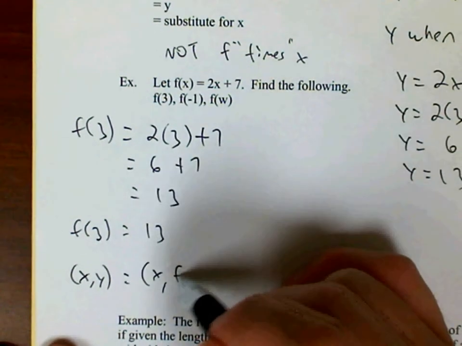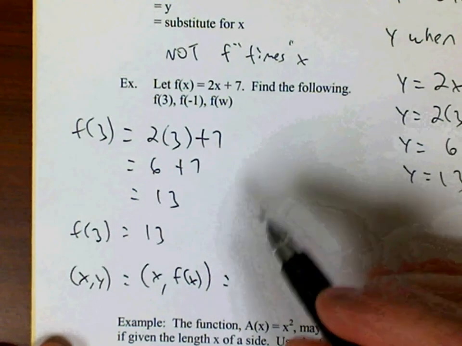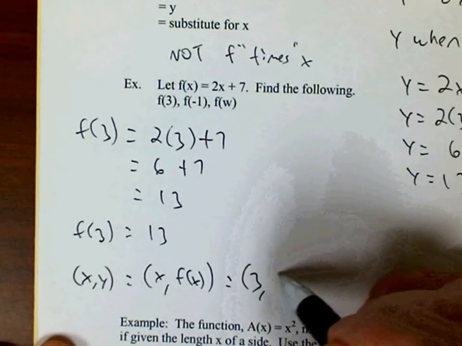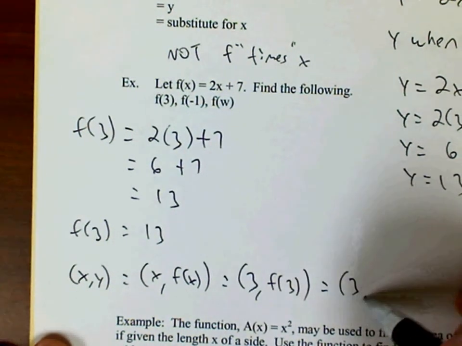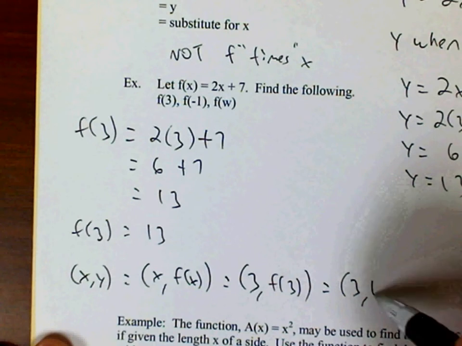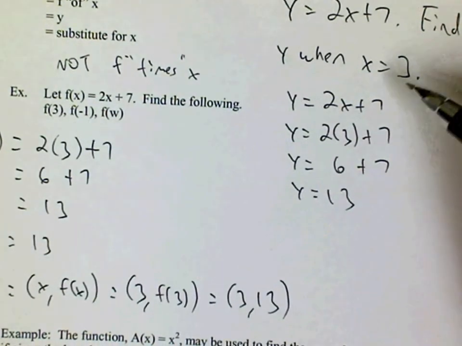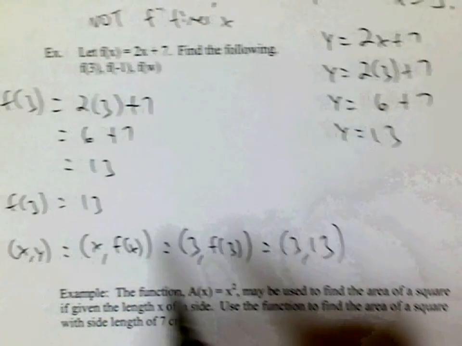You may not want to worry about this, but I'm just trying to give you an idea of what's going on. And so what we're saying is that when x is 3, we're going to find f of 3. We already found that, and when x is 3, y is 13. It's the exact same thing we would have done over here if we were asked to find the point when x is 3, y is 13. This is all the exact same stuff, so keep that in mind.